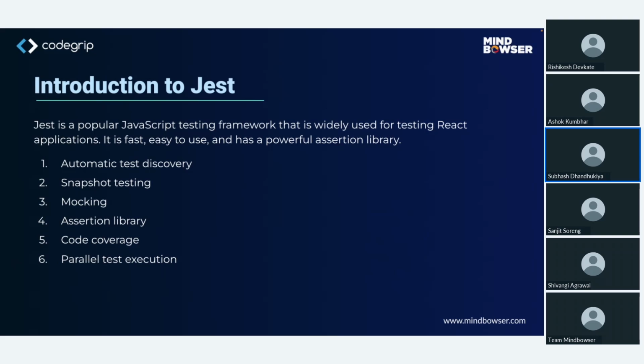Next, code coverage. Jest can generate a code coverage report for us, which shows which parts of the code are being tested and which are not. And last, parallel test execution. Jest can run your tests in parallel, which can significantly speed up your test suite.